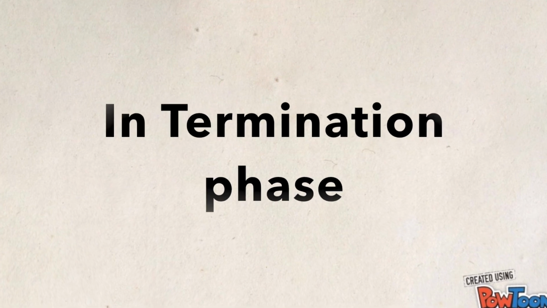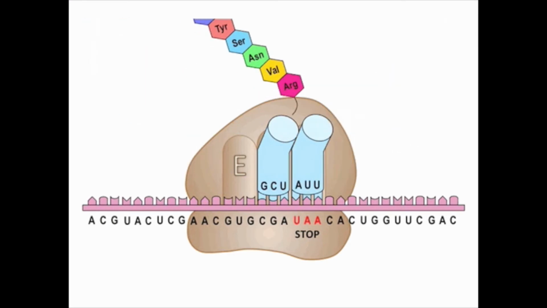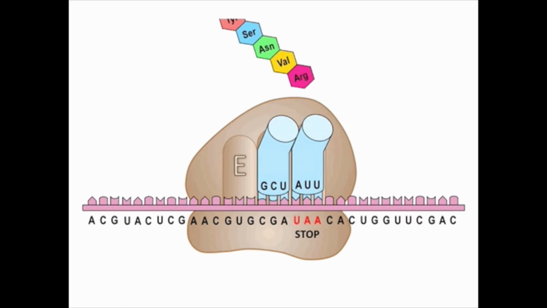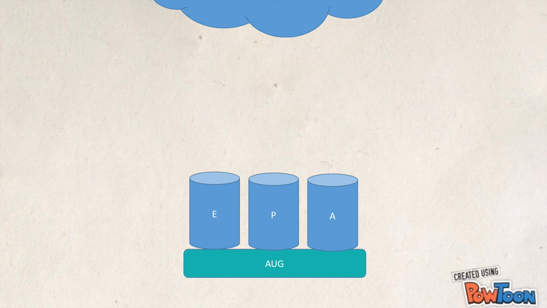Termination phase. The termination phase begins when one of the three stop codons appears at the open A site. A protein called the release factor then fills the A site. The release factor does not carry an amino acid. It catalyzes hydrolysis of the bond linking the tRNA in the P site with the polypeptide chain. This frees the polypeptide, releasing it from the ribosome. The ribosome then separates from the mRNA and splits into its two subunits.